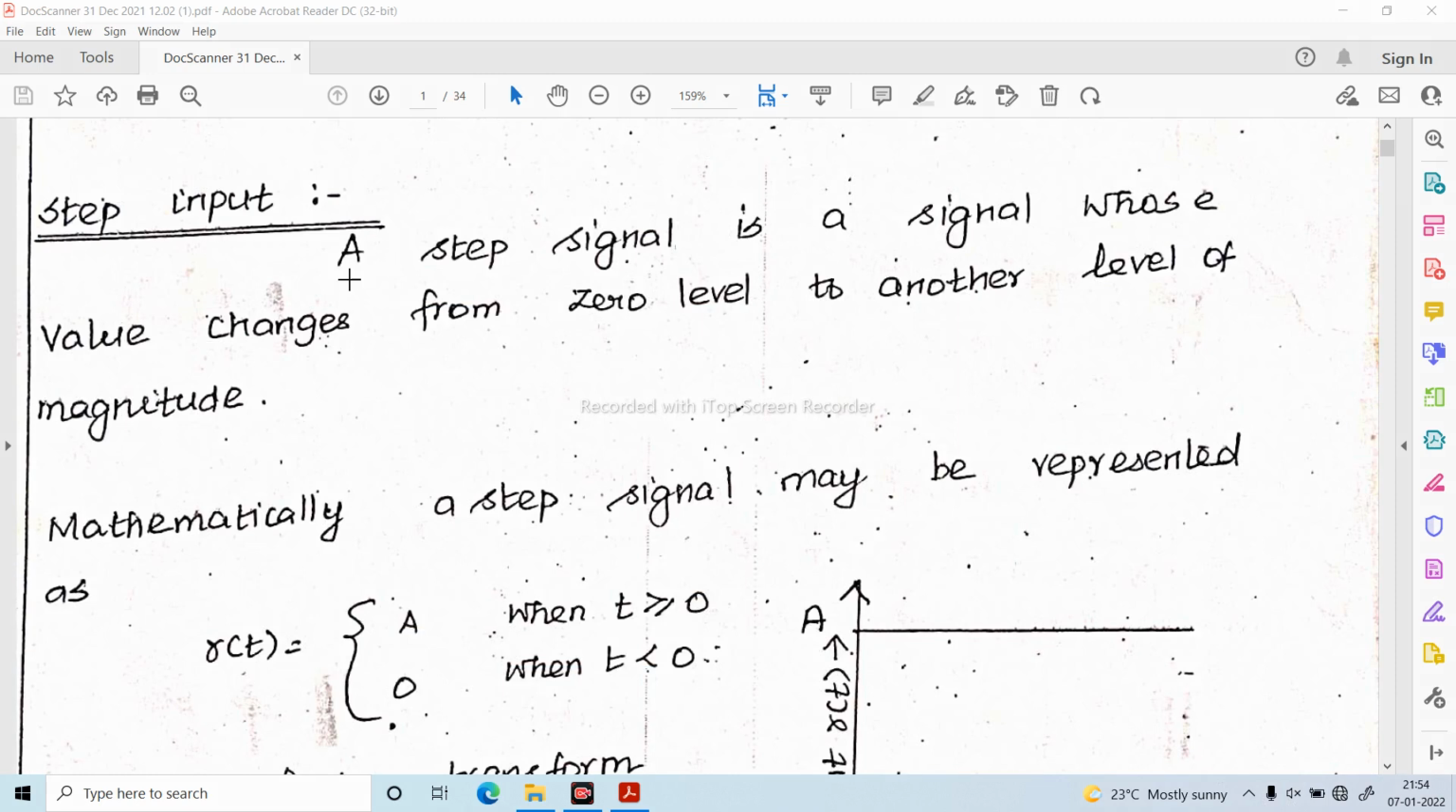What is a step signal or step input? A step signal is a signal whose value changes from 0 level to another level of magnitude. Mathematically, a step signal may be represented as R of t is equal to A when t is greater than or equal to 0, and 0 when t is less than 0.